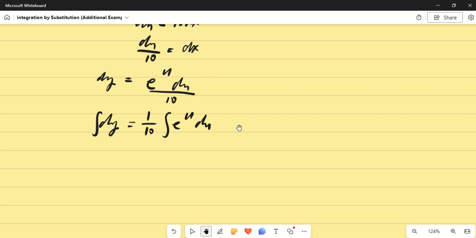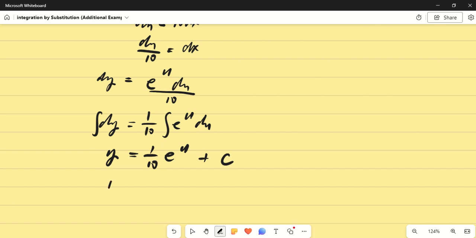Then after that, you're aware that the integral of dy is y. So you write y here, and then you have your 1 over 10, and the integral of e raised to u du is e raised to u plus, of course, your arbitrary constant c.